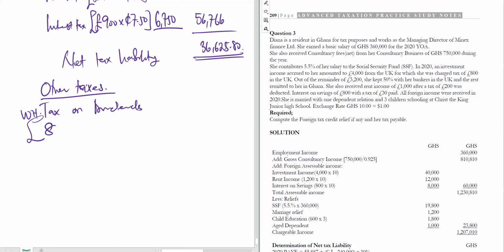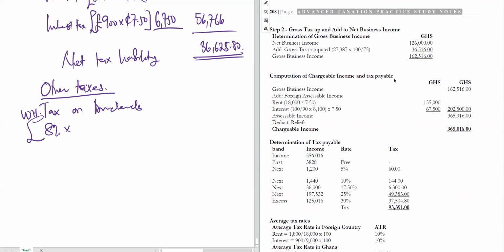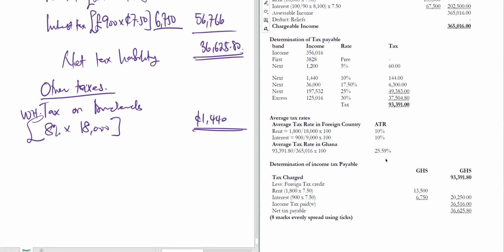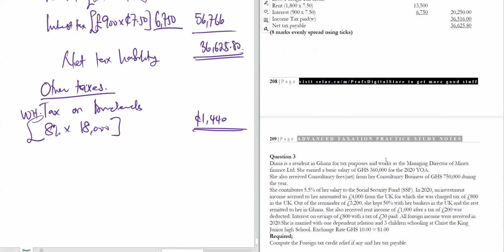Okay. Take the 8% on the gross dividend. How much was the gross dividend? 18,000. So that one was how much? 8 by 8. Is it 1,440? Is it correct? Correct. So we are on point.